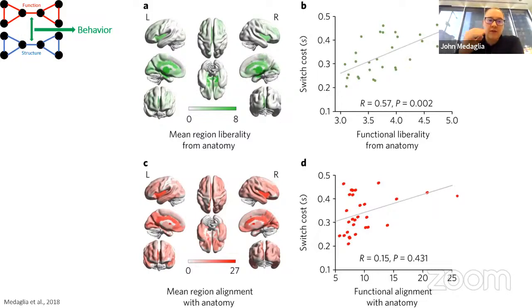In other words, as long as the brain isn't completely doing it at random with respect to the structure, being deviated is pretty good for you. And there's kind of a sweet spot in the data, which we could talk about.